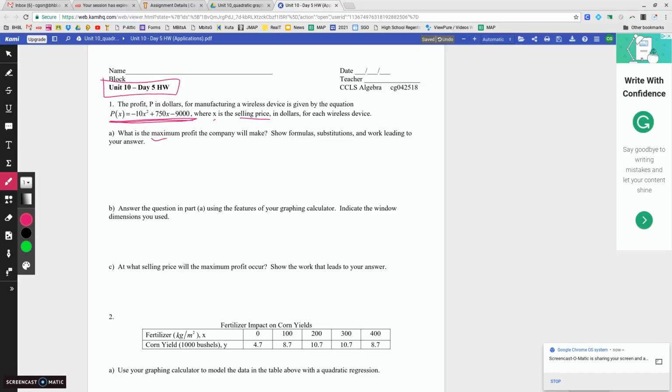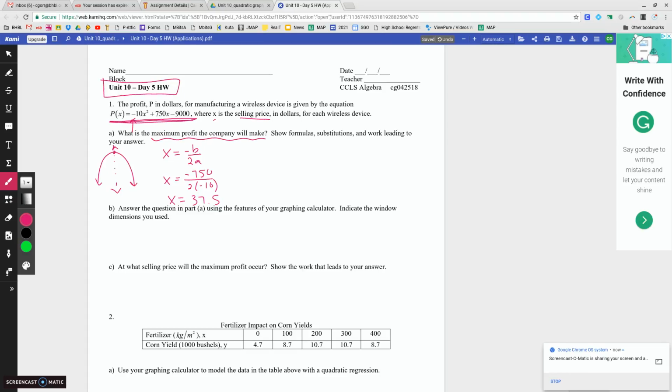So the first question is, what is the maximum profit the company will make? I'm thinking about what this graph looks like. I notice that my a value is negative, so I know that my parabola is going to open downward and that I'm really looking for the maximum. I'm looking for the vertex. So I first want to find the axis of symmetry. The formula is x equals negative b over 2a. So I plug in negative 750 over 2 times negative 10. I calculate that and I get that my x value is 37.5.